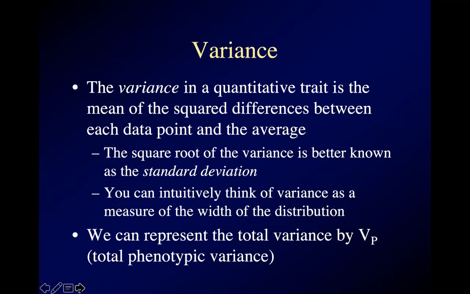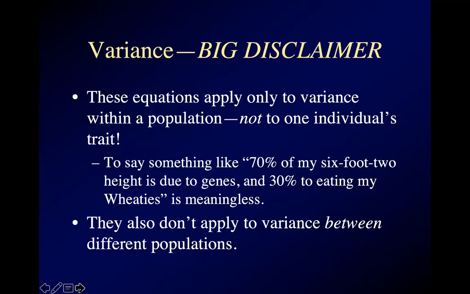Why? Remember, it's the mean of the squared differences between each data point and the average. Average number of noses, 1. Each individual data point, 1, because we've all got one nose. Difference between data point and the average, 0. Square those differences, 0. Take the mean of a bunch of zeros, you get 0. So you can have a lot of traits that don't have any variance because they're all the same.